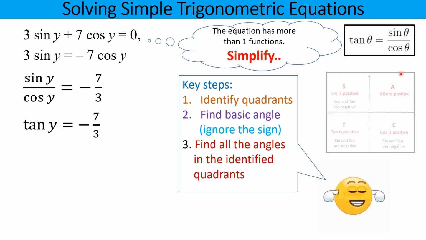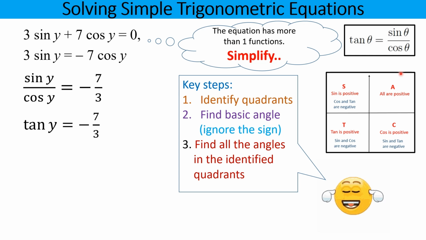As I mentioned earlier on, we need to know these 4 quadrants very well. Right now you can see that tangent has a negative value. With tangent negative, we take a look at the quadrants. I know that it will be in the second quadrant or the fourth quadrant. So I write down this statement: angle y is either in the second quadrant or the fourth quadrant. Once this is done, we are ready to move on to find the basic angle.